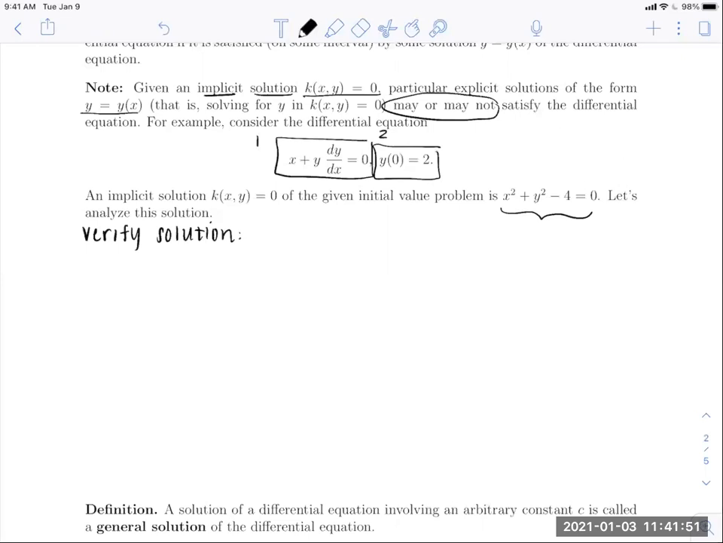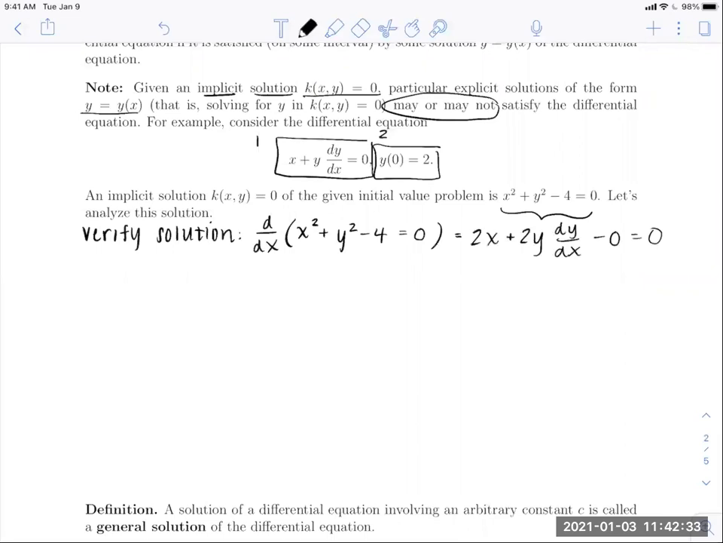All right, so what I need for this is I need to double check that x plus y dy dx equals 0. Well, how do I find dy dx? So what I'm going to do is I'm going to take the derivative of this equation and I'm going to solve for dy dx. Okay, so I'm going to differentiate implicitly. This is 2x plus 2y dy dx minus 0 equals 0. All right.